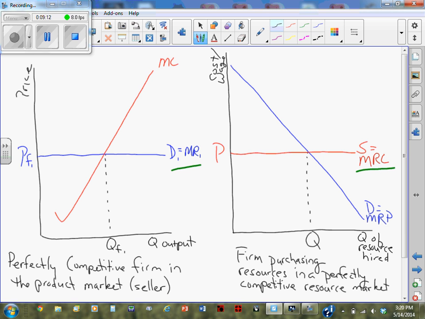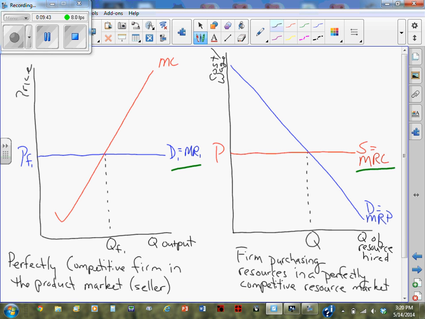Our supply curve, when we're sellers as individual firms in perfect competition, is our marginal cost curve, and specifically the marginal cost curve above average variable cost. Remember, average variable cost determines your shutdown point, and you will not produce anything below the place where marginal cost intersects with average variable cost. So marginal cost functions as the firm's supply curve.